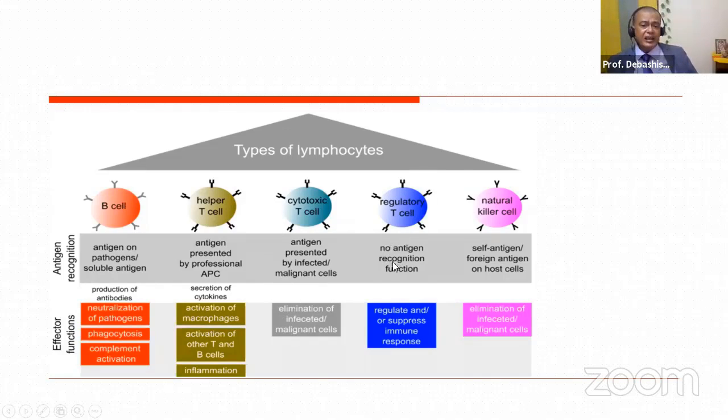Regulatory T cells do not have any antigen recognition function. They actually regulate or suppress the immune response. So they keep checks and balances on the B cells, helper T cells, cytotoxic T cells indirectly. And NK cells are a specialized kind of cytotoxic cell. Their antigen recognition again depends on self antigen, foreign antigens on host cells, which include viral or sometimes tumor cells, and their effector function includes elimination of infected and malignant cells.